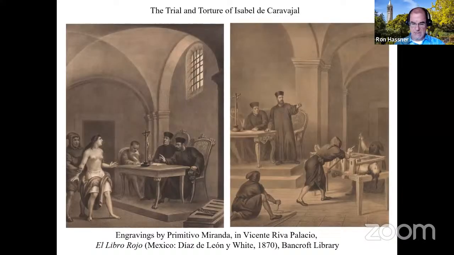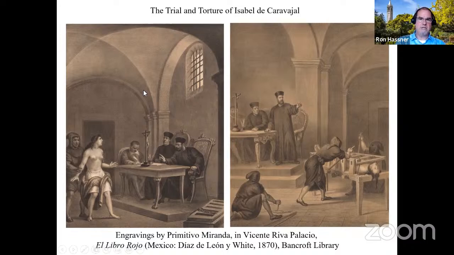Here are some images, of course, not from the period in which the tortures happened. These are images drawn up much later. They're partially imaginary images, although they're inspired by the text itself. And they show the torture of Luis's sister, both her trial and her torture.